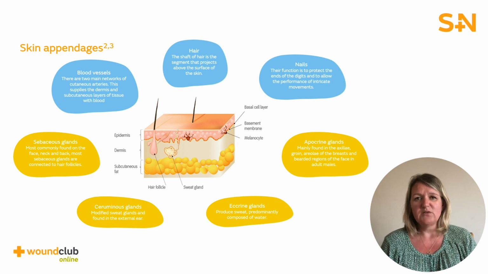Eccrine glands are the most abundant on the soles of the feet and produce sweat. They are predominantly composed of water, but also include sodium and chlorine ions, ammonia, amino acids, glucose, lactic acid, urea and uric acid. Sweat glands have an important role in thermoregulation through evaporation.